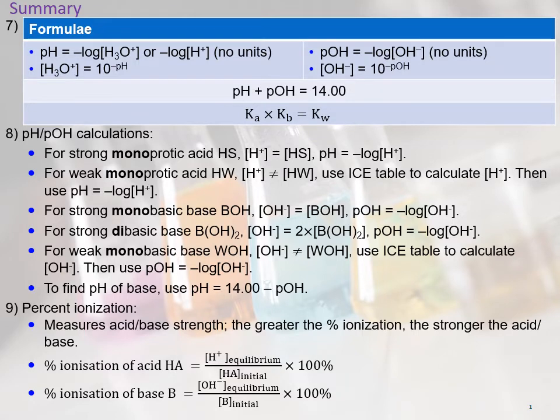Percent ionization is a measure of the strength of an acid or a base. The greater the percent ionization, the stronger the acid or base. The percent ionization of acid HA is equal to the equilibrium concentration of hydrogen ion divided by the initial concentration of HA times 100%. The percent ionization of base B is equal to the equilibrium concentration of hydroxide ions divided by the initial concentration of B times 100%.